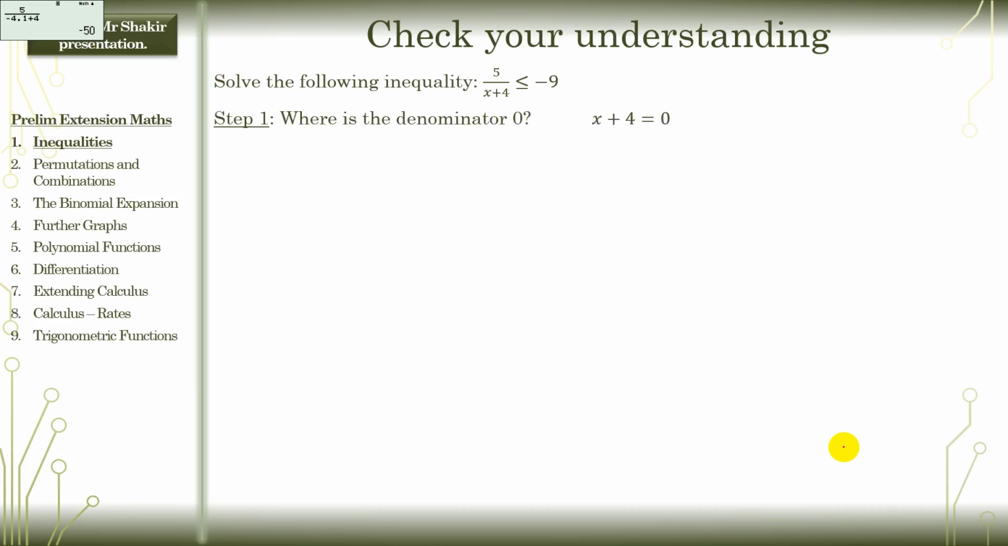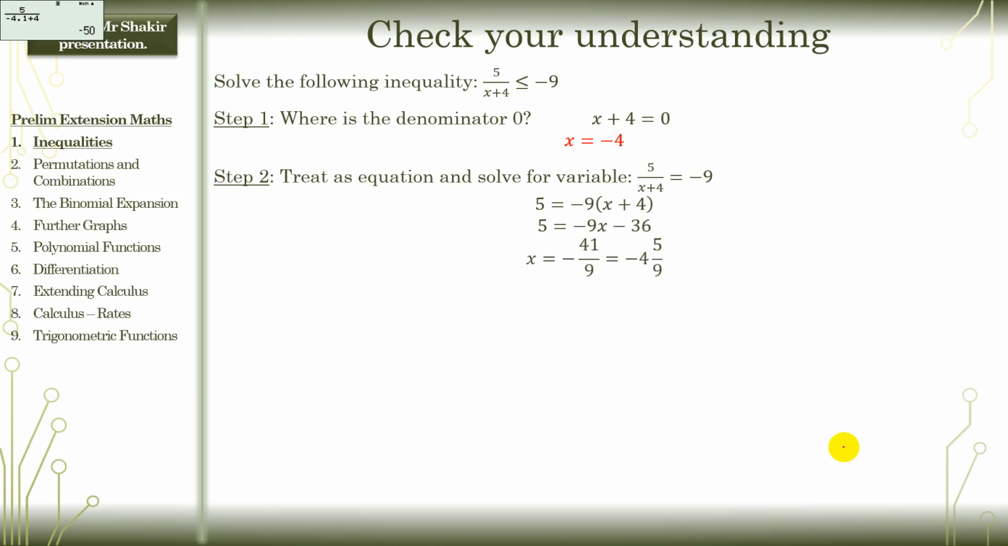Now, step 1, where is the denominator equal to 0? x plus 4 is 0, x is equal to -4. Mark it in somehow so you know this is not going to be part of the solution. Step 2, solve it as if it were a normal equation. Multiply x plus 4 onto the other side, expand the brackets, take those 6 to the other side and solve it, and you'll get x is equal to -4 and 5/9.